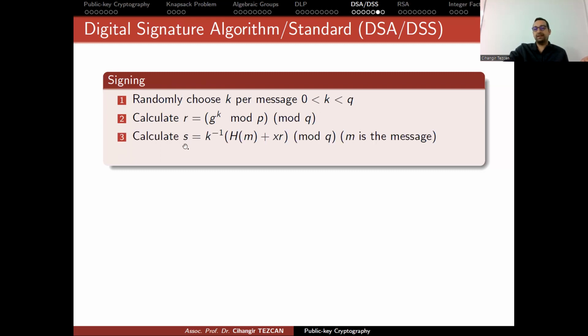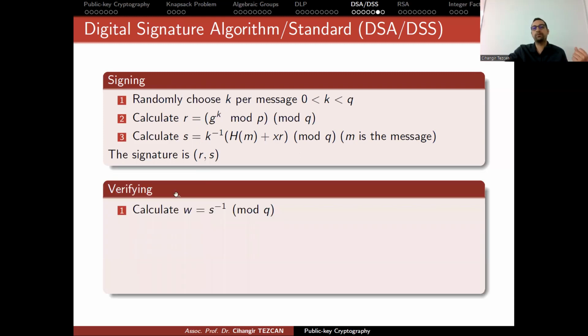Then you also calculate S, and S is calculated as follows. You take the hash of your message, add the value X times R. X was your private key. R is the value obtained here. Okay. Multiplied with K inverse and calculated modulo Q. So your signature now is these two values, R and S. You sign the message. Of course, when you want to prove it, you also give them the message saying that I signed this, and this is the signature. When they want to verify it, what they do is as follows. They first calculate S inverse modulo Q.